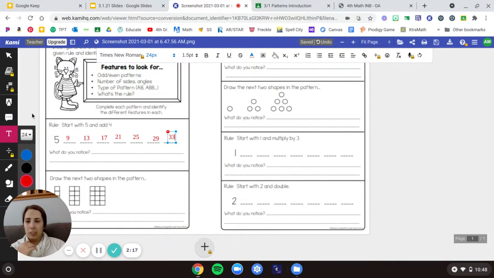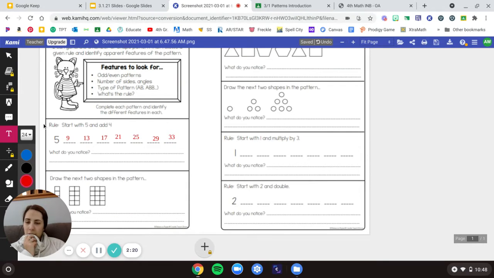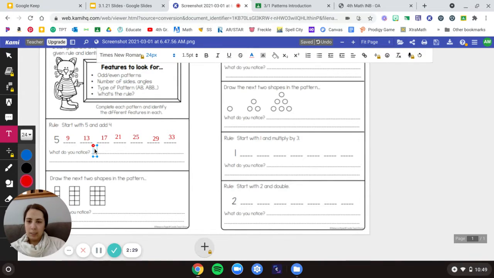What do you notice so far about these patterns? Just give me a moment and think about it. Look at the numbers. Well, I notice they are all odd. And did you notice the ones place begins to repeat? Like we have 5, 9, we have a 3 in the ones, then a 7, then a 1. And here we have a 5 again in the ones, then a 9, then a 3.